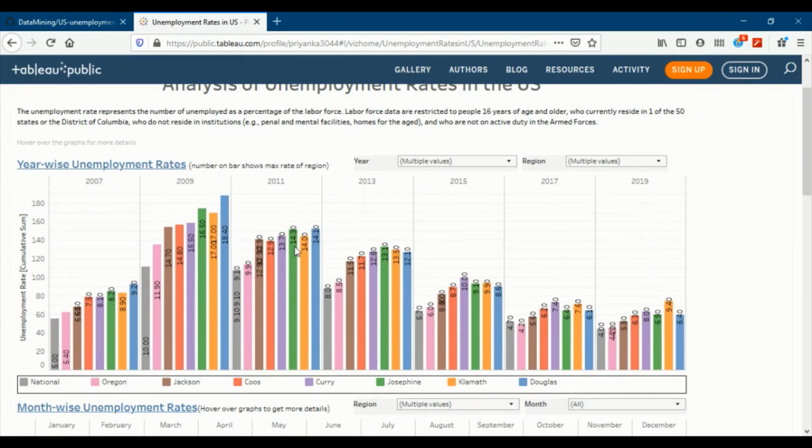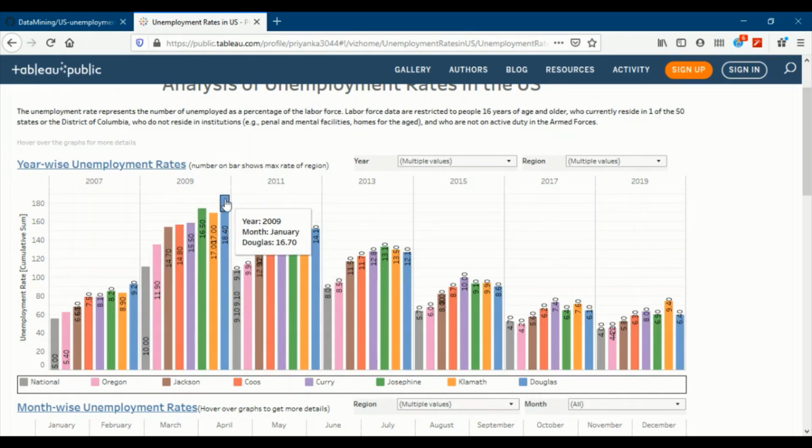In Python code, we selected data from 1990 to March 2020. For my analysis here, I have further simplified my selections, and I have selected data for 2007, 9, 11, 13, 15, 17, and 19.